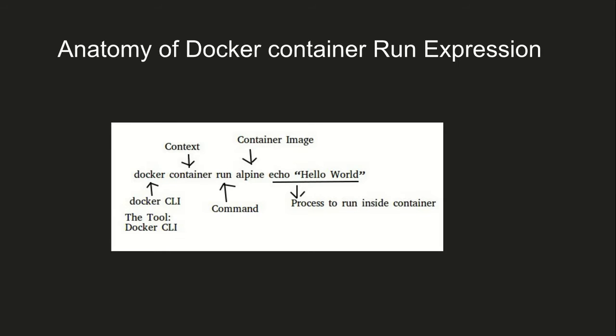Combining these three keywords, docker container run, we are saying to the docker daemon that we want to run a container. And what container we want to run, we specify by the name of the image of the container, which is alpine. So by these words we are talking to the docker daemon and telling it to run an alpine container, and then the process to run inside that container is echo hello world. Run this process, echo hello world, inside the alpine docker container.